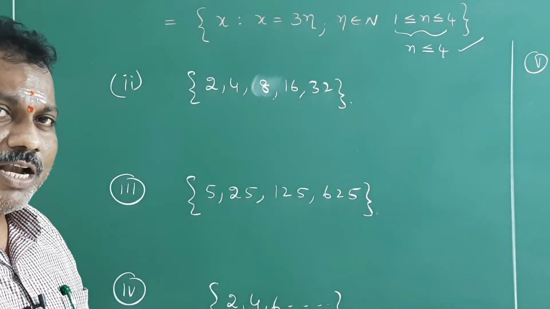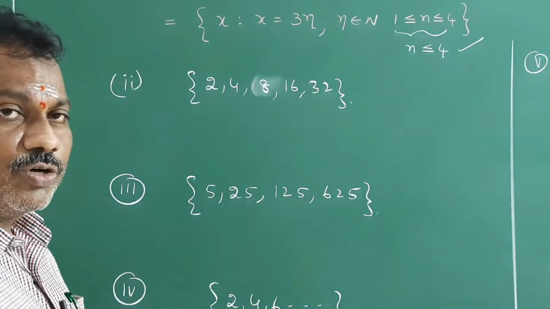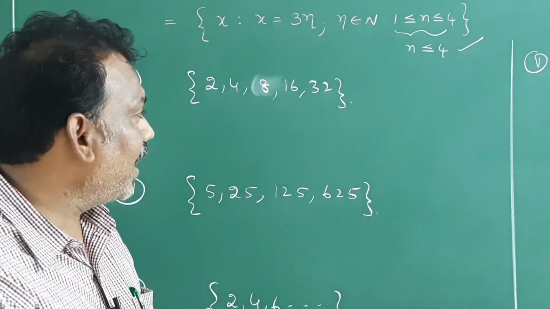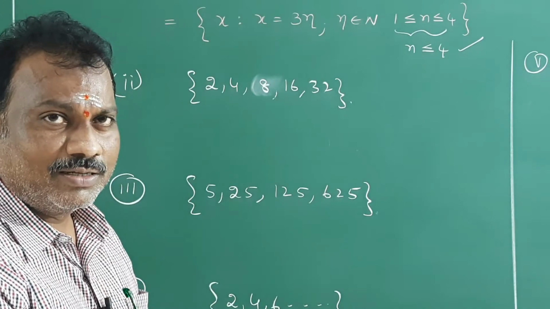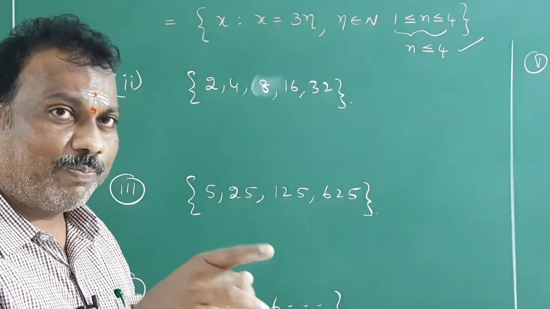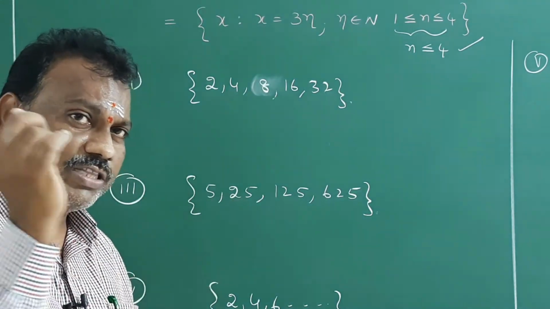Why? Because if they were multiples of 2, 2 ones are 2, 2 twos are 4, 2 threes are 6, which is missed. 2 fours are 8, okay. 2 fives are 10, missed. 2 sixes are 12, 2 sevens are 14. That's why they will not follow that property. Think of any other property.